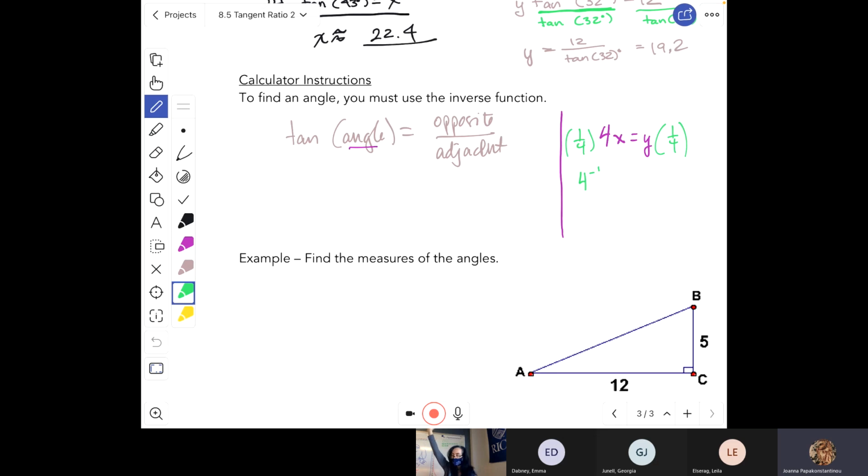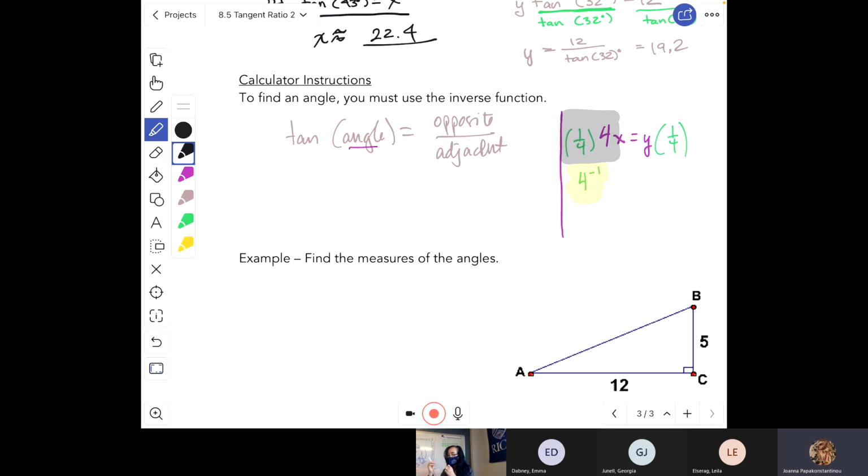So 1/4 can be represented as 4 to the -1 power. 4 to the -1 power is known as the inverse of 4, the reciprocal of 4. These two are reciprocals. Those two are inverses, right? 1/4 is the inverse of 4. 1/4 can be represented as 4 to the -1 power.